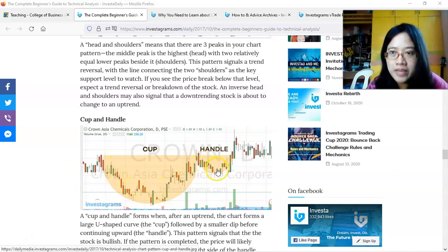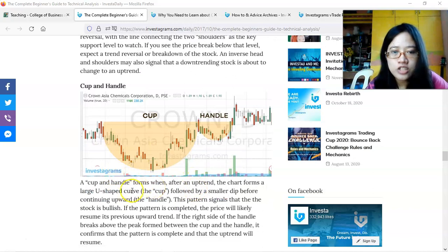Tapos, meron siyang mini dive and up. So, cup, you have your cup, and then you have your handle. Okay, this forms after an uptrend. So, may uptrend, tapos nag-form na siya. Biglang downtrend, tapos nag-uptrend din naman ulit. Ayan, followed by a smaller dip before continuing upward. So, after this, normally is pataas na ulit siya.